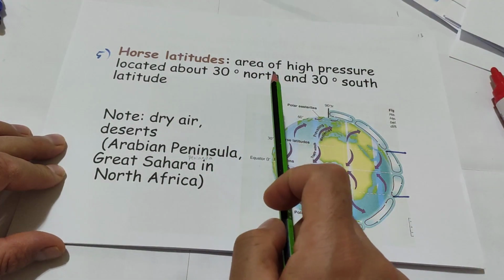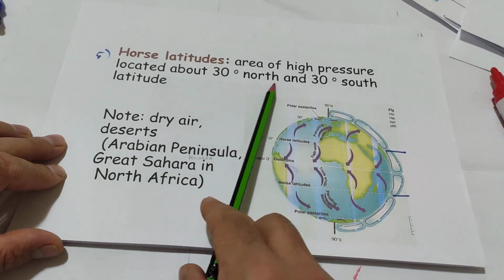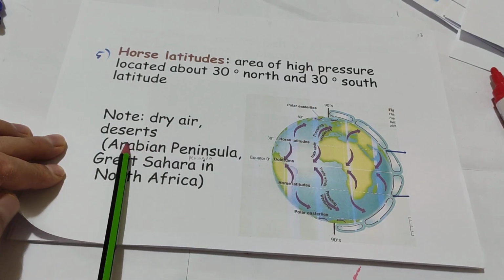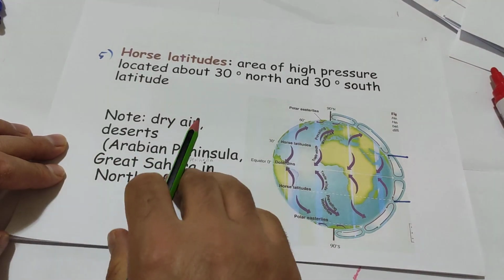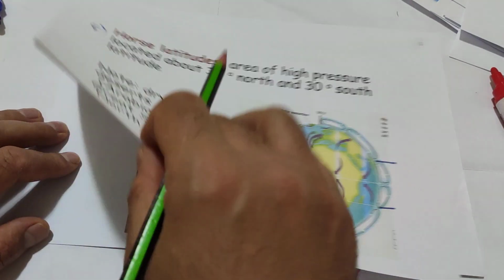Horse latitudes, an area of higher pressure located about 30 north and 30 south latitude. Dry air, desert. Especially those kinds of winds happen in deserts, like Africa and some Arabian countries.